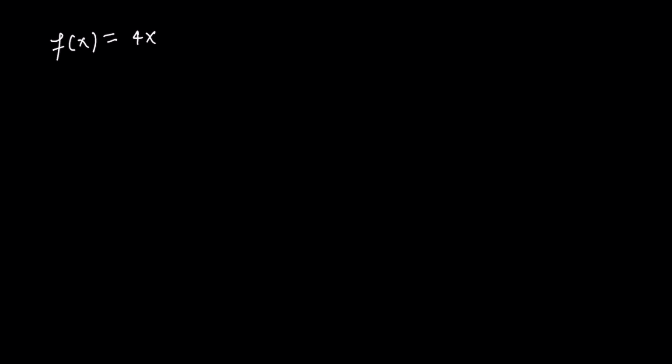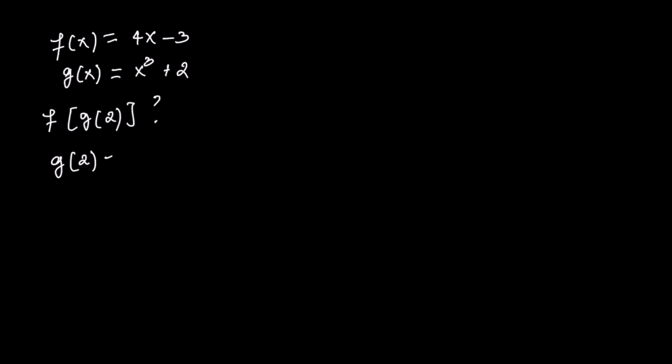Let's say f of x is 4x minus 3 and g of x is x cubed plus 2. We want to evaluate f of g of 2. First find g of 2. Replace x with 2. 2 cubed is 8, plus 2 gives 10. So g of 2 is 10. Now find f of 10.